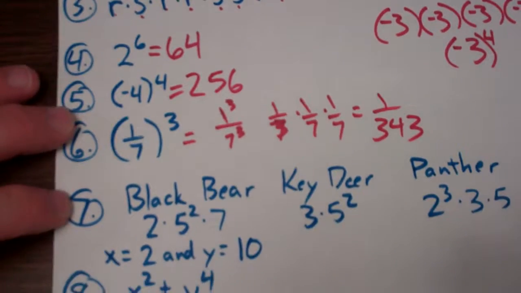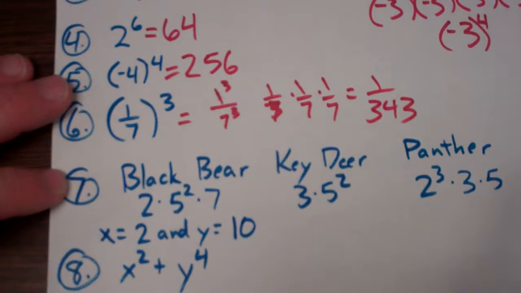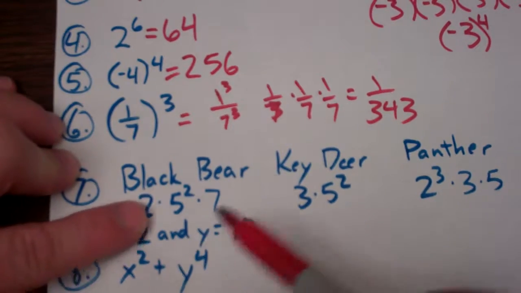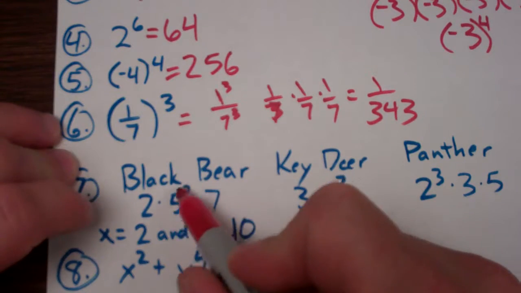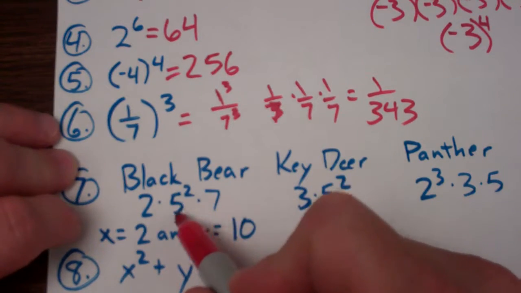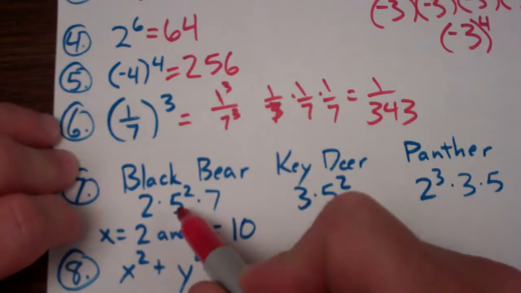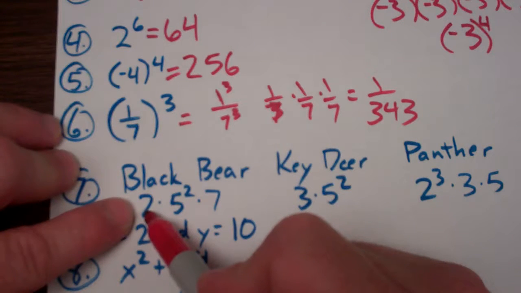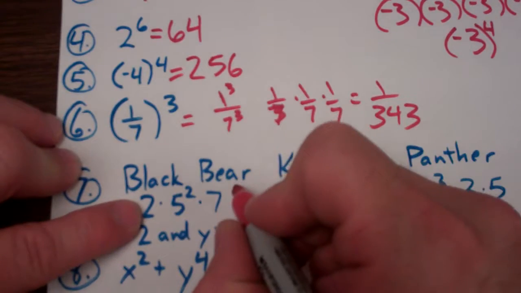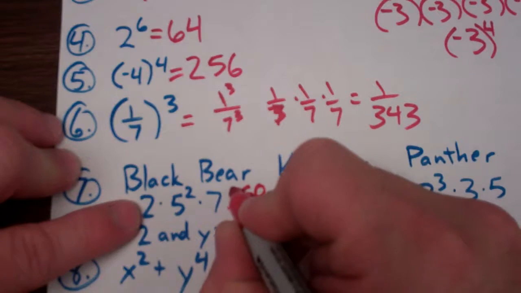All right, number 7 says the table shows the average weights of some endangered mammals. What is the weight of each animal? Just remember that when you're doing this problem, you still go in order of operations, so you would want to do the exponent before you multiplied. 5 squared. Many of my students put 10 right here, but 5 squared is 5 times 5, so 25. 25 times 2 is 50, and 50 times 7 is 350.